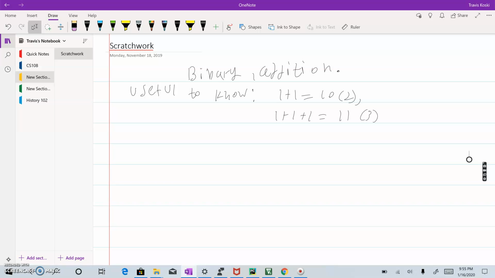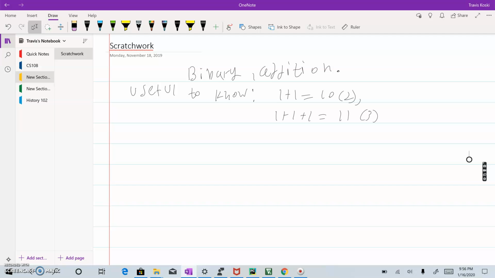You have the idea of carries, and that's pretty much all you need to know. So before we go ahead and get started, some useful things to know that I wrote down here: 1 plus 1 is going to be equal to what looks like 10, but it's actually 2, because 1, 0 in binary is equal to 2. And then 1 plus 1 plus 1 looks like it equals 11, but it really equals 3, because 1, 1 in binary is the same as 3. So those are going to be really useful to know. Let's go ahead and get started with some examples.